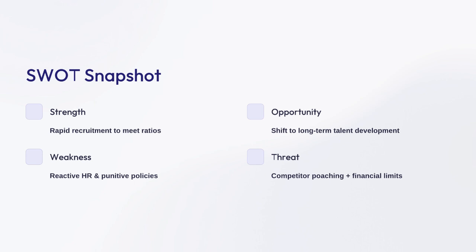Seeing all four quadrants side by side clarifies our strategy: amplify recruitment agility and industry links while neutralizing punitive policies and budget risk. These insights will serve as our compass for every intervention that follows.